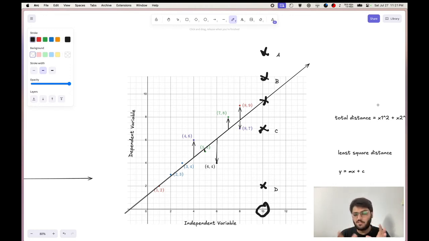Okay, hopefully this made sense. This was a very, very rough explanation of what linear regression is, but this is what we call linear regression. This is the first step to machine learning algorithms.